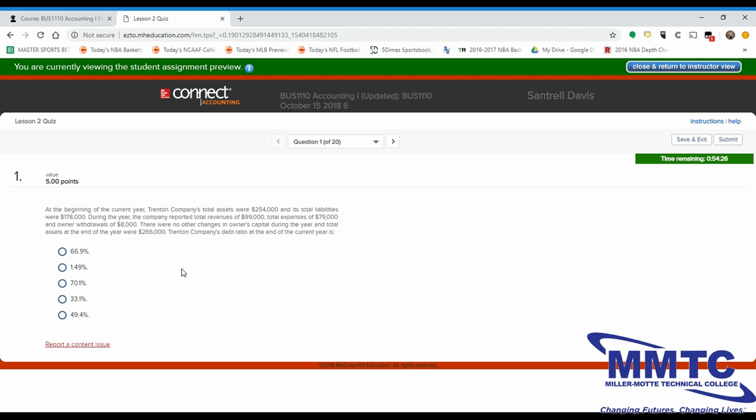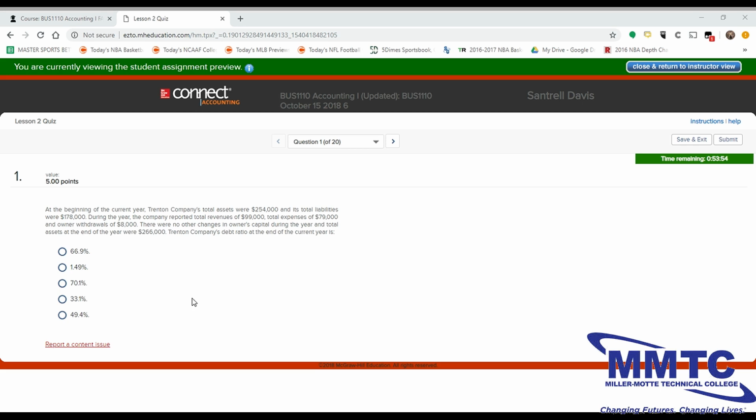No problem. Alright, so first thing they gave us was total assets at the beginning of the year, total liabilities for the beginning of the year, and total assets for the ending of the year. And then they gave us revenues, expenses, and withdrawals. So what we're looking for is the debt ratio. That's what the question asks us. What's the debt ratio?